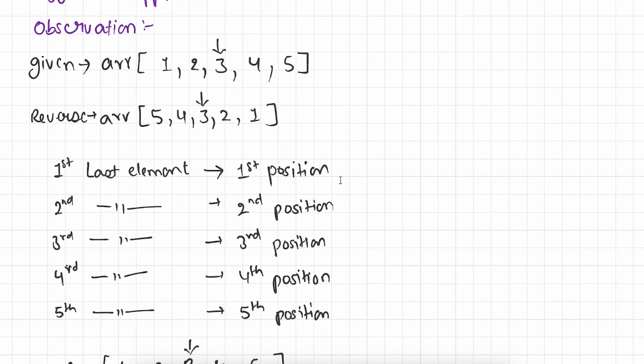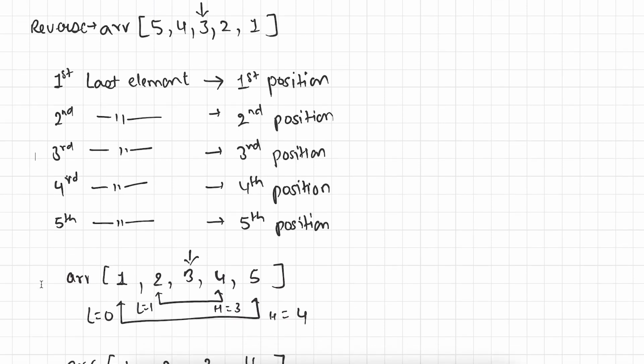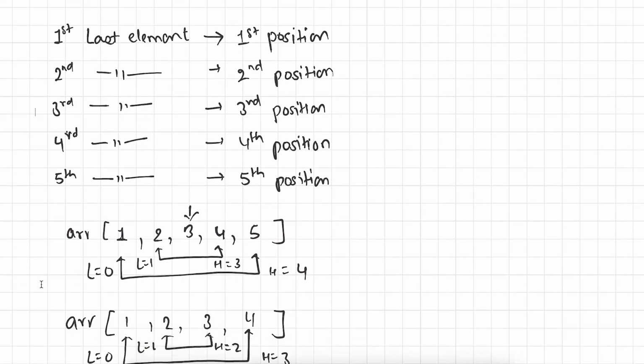Apart from this, the first element moved to the last position, the second element moved to the second last position, the third last element moved to the third position, the fourth last element moved to the fourth position, and the fifth last element moved to the fifth position. If I draw all these observations using arrows, then it would look like this.